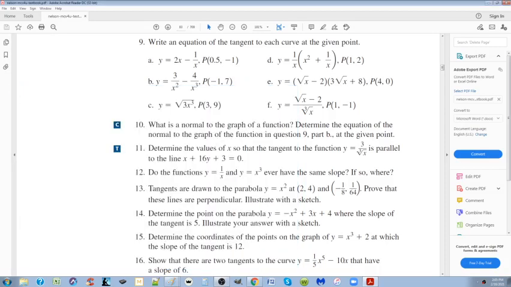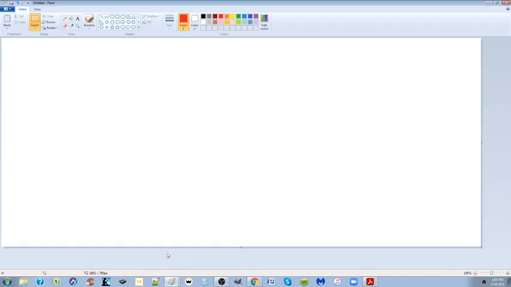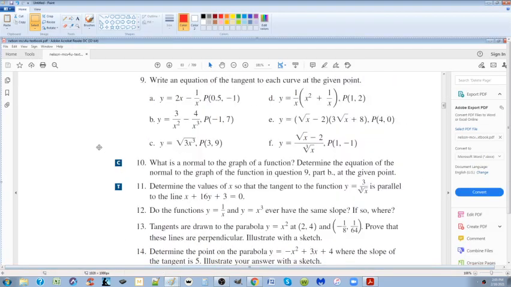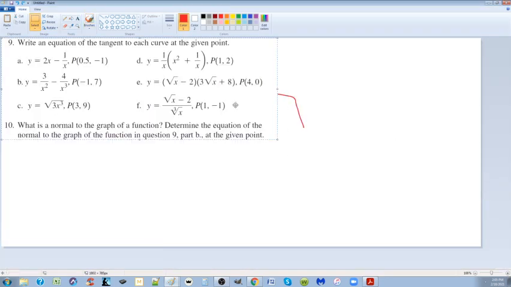Okay, so we're going to continue section 2.2, question 10 onward. Unfortunately, question 10 relates to number 9 as well. So I wish I'd known that or read that. And we're going to try it out, okay? You won't be asked the normal too often, and I'll explain what the normal is.